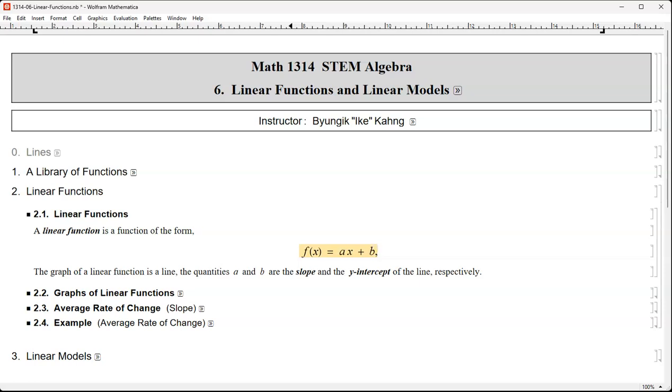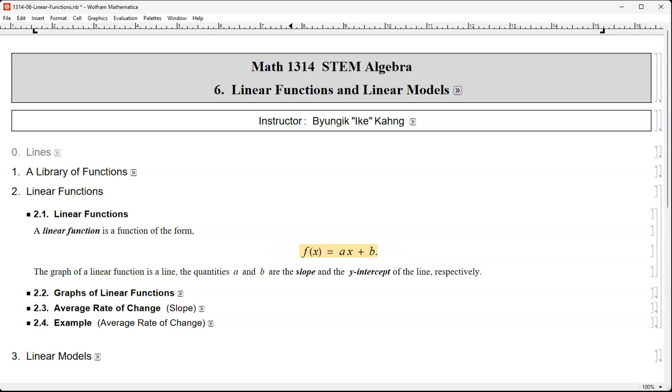Some people impose an additional condition like this. The leading coefficient a is non-zero. Why? Because if a is 0, then ax is 0, so this entire leading term drops out and you have a constant function. f of x is equal to b. And that's not linear, some people argue.